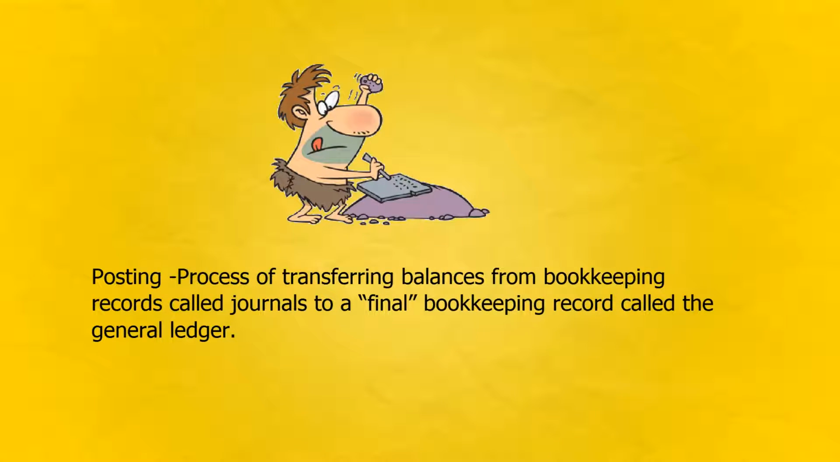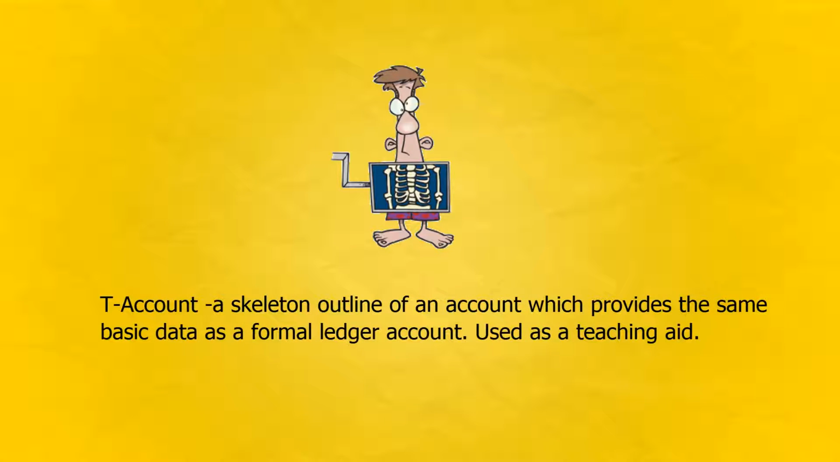Posting: the process of transferring balances from bookkeeping records called journals to a final bookkeeping record called the general ledger. T-account: a skeleton outline of an account which provides the same basic data as a formal ledger account. Used as a teaching aid.